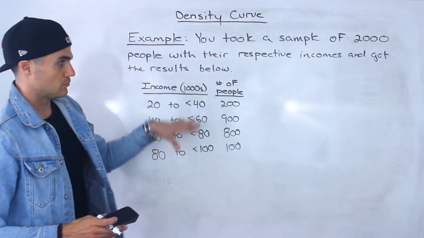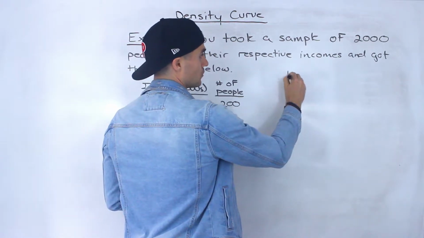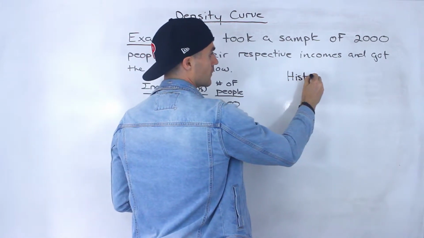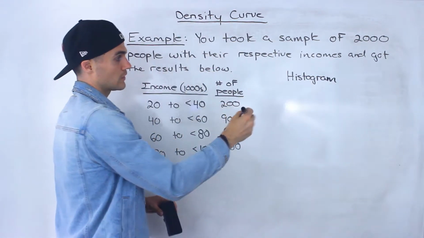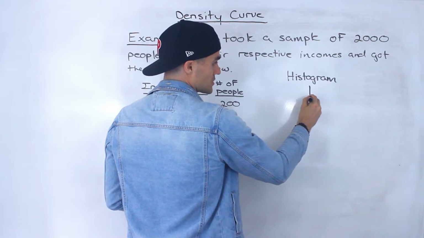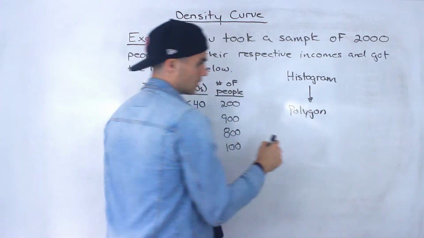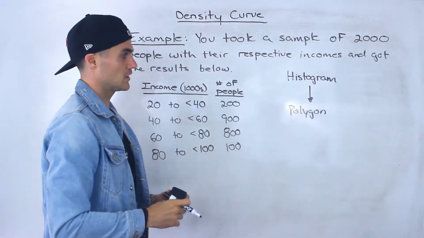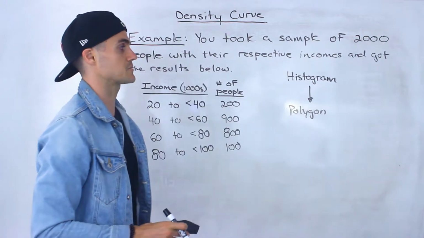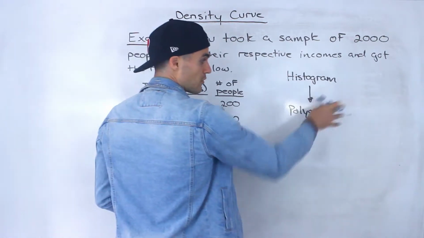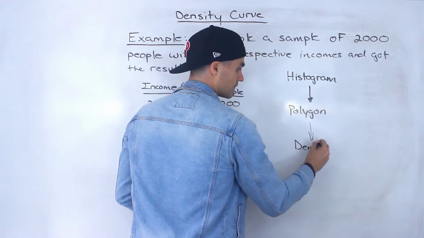Next thing I want to mention before getting into this example is that I'm going to show you how we go from a histogram, which we've already covered, to something called a polygon, which is a new concept I'm going to introduce in this video, but it's super simple. Once you have a histogram, making a polygon is really easy, as I'm going to show. And then from there, how we go to a density curve.